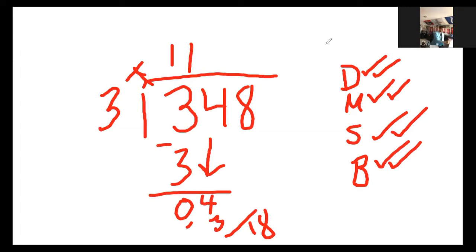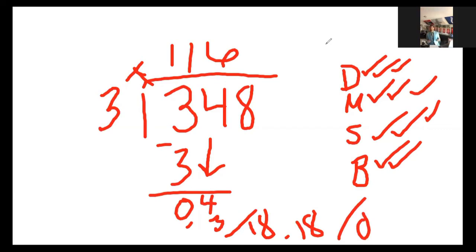3 can go into 18 6 times because 3 times 6 is 18. 18 minus 18 is 0. And since I have nothing to bring down, that means I am finished.